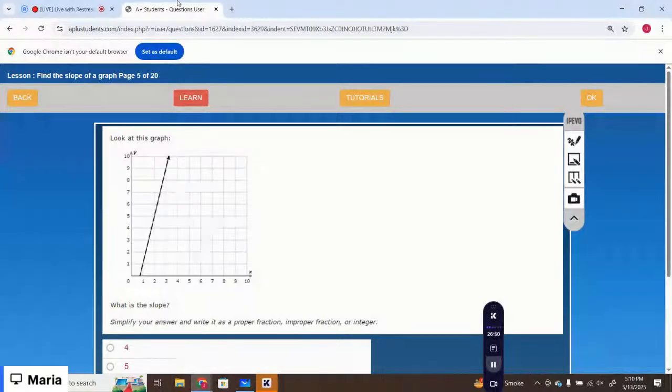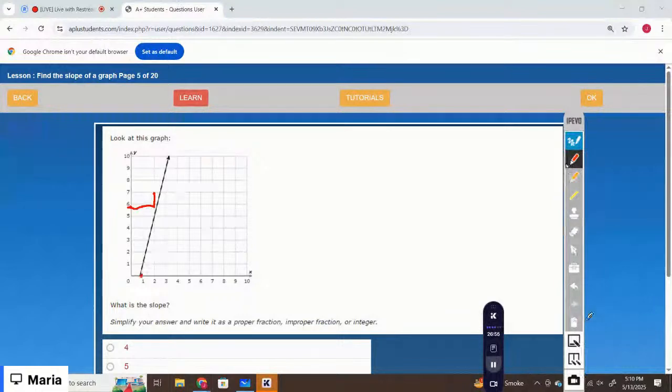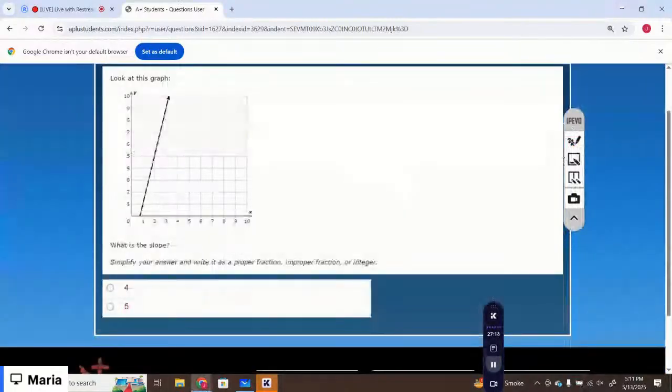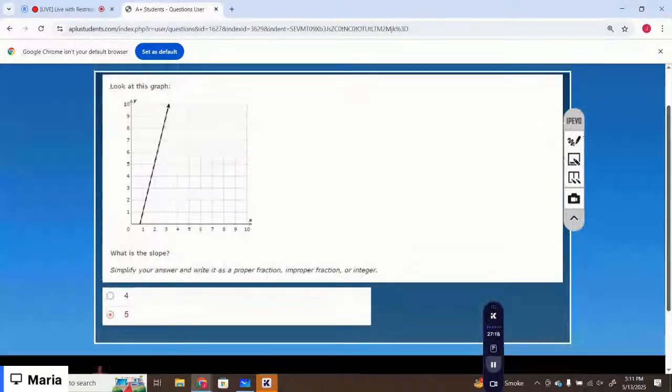Look at the graph. So here is the first point. I think the slope is 5. And here is the second. So that is 5 over 1. So the slope is 5. Option number 2 is the correct option.